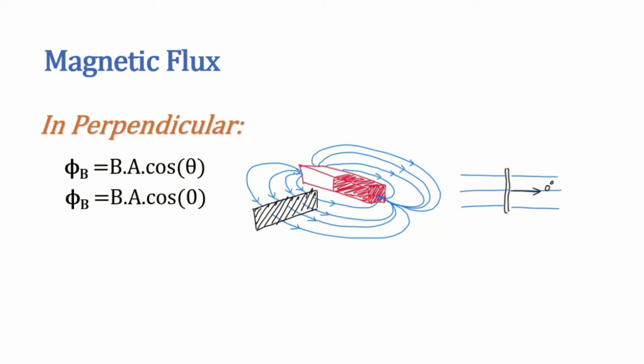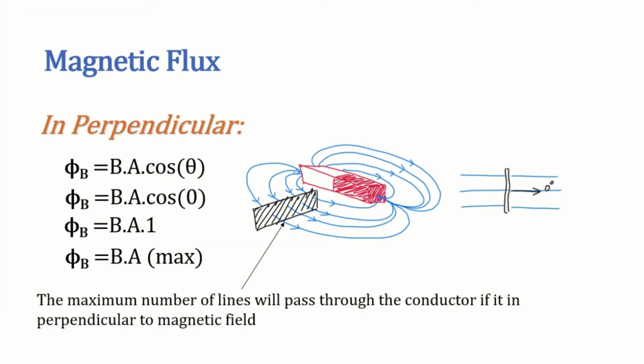We know that cos 0 is 1. We will substitute this in the above equation. Then it will be phi B equals B dA into 1, that equals B into A, which is maximum. It means the maximum number of lines will pass through the rectangular plate when the plate is placed perpendicular to the magnetic field. It means the magnetic flux through the plate is high in this case.